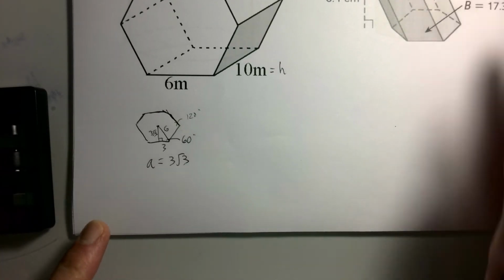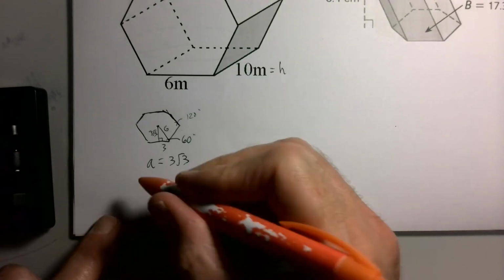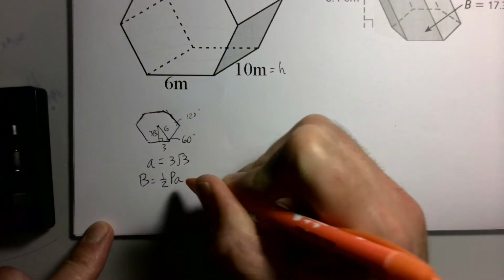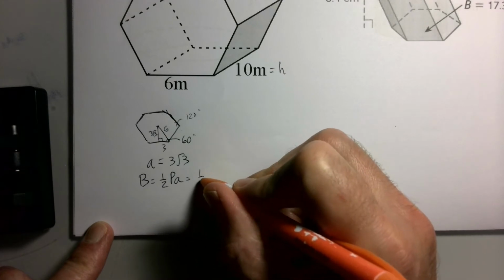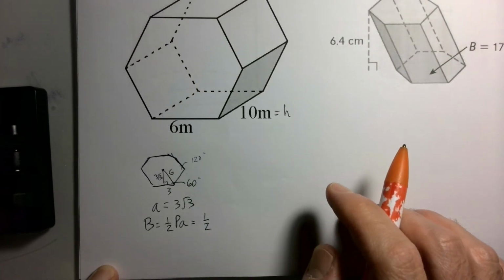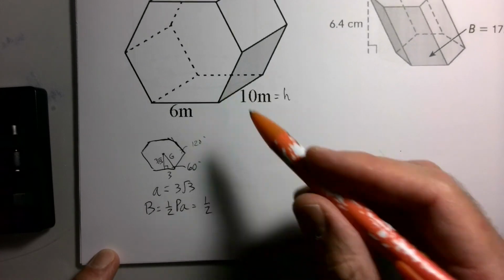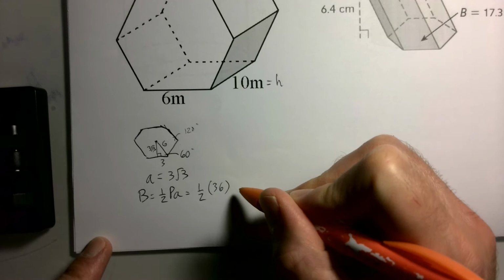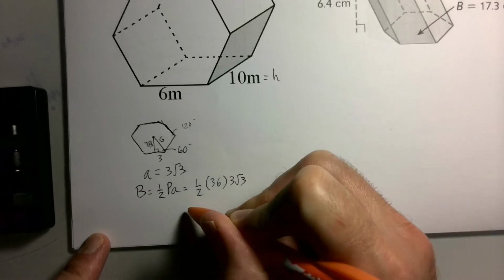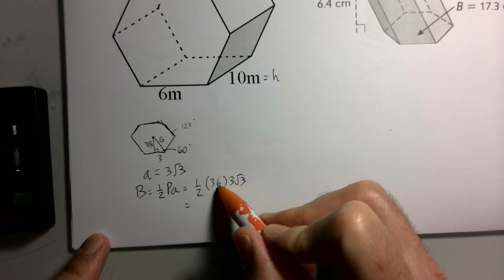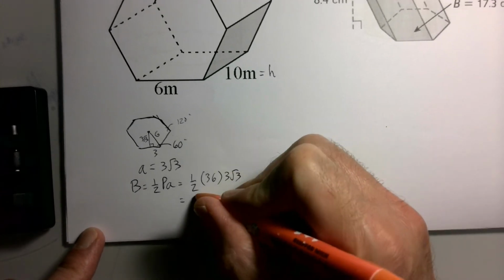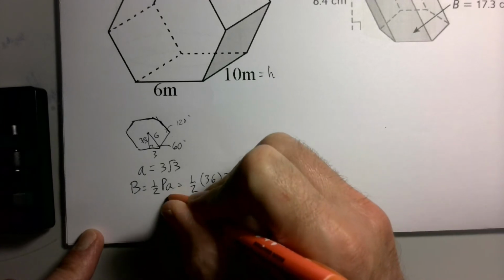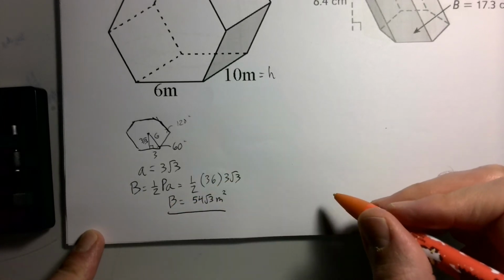So what we need to do is find the area of our base. So area of our base is going to follow the formula 1/2 perimeter times apothem. So that's going to be half of, if our base is a regular hexagon, all sides are 6, then the perimeter, 6 times 6 is 36, and then that apothem is 3 square root of 3, and let's see, I could take half of that and then multiply by 3. You should get 54 square root of 3 square meters. So there's the area of our base.